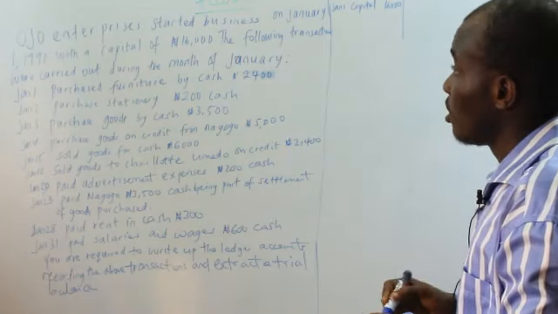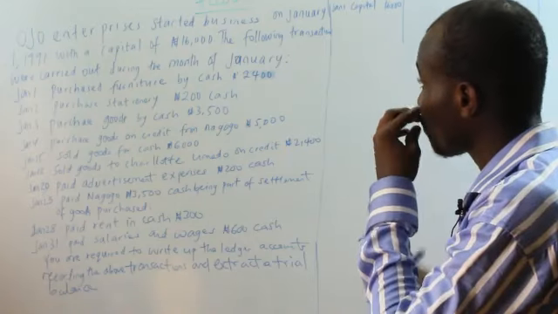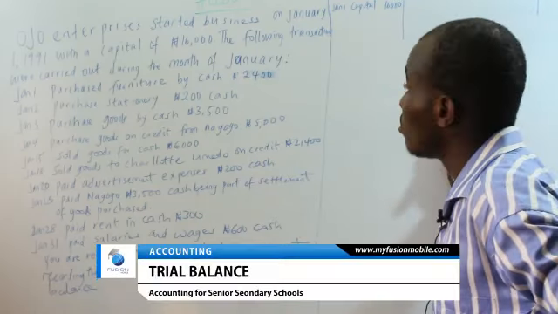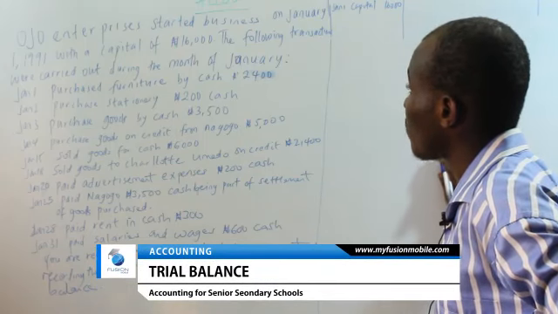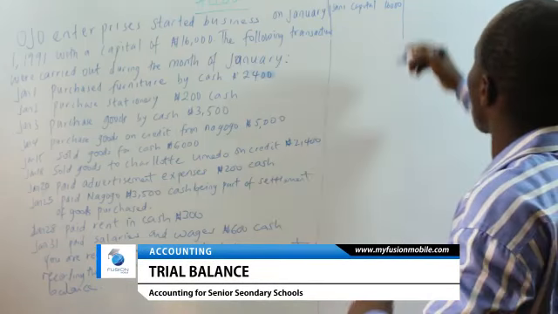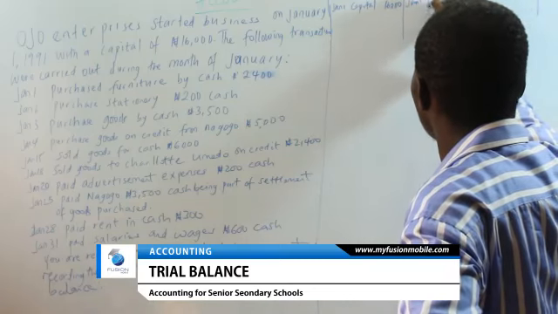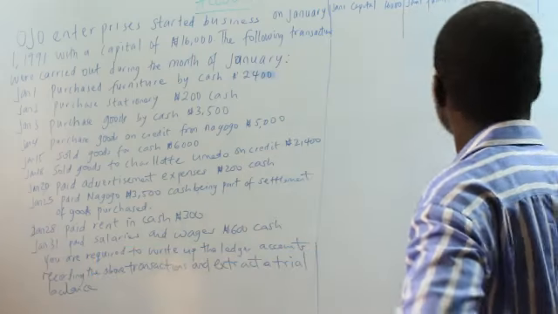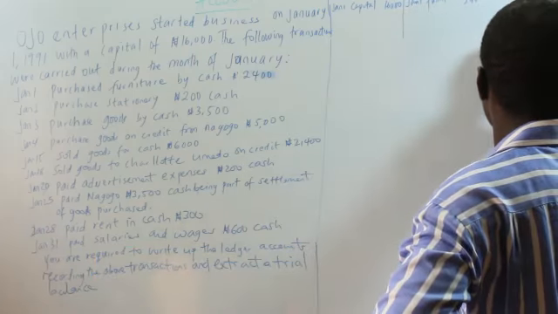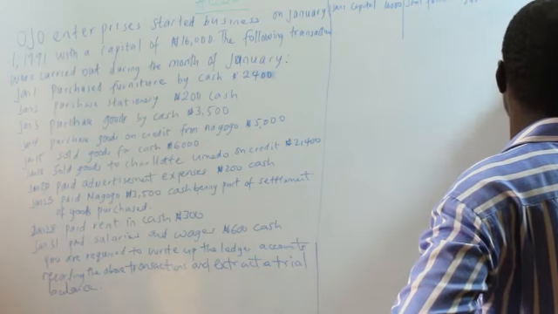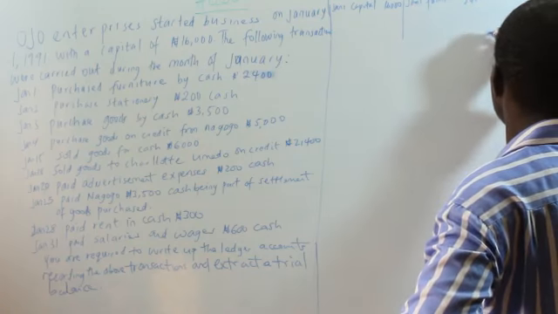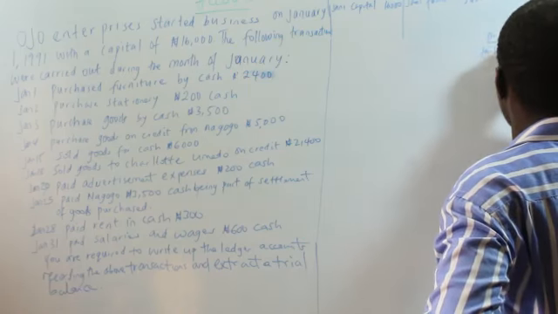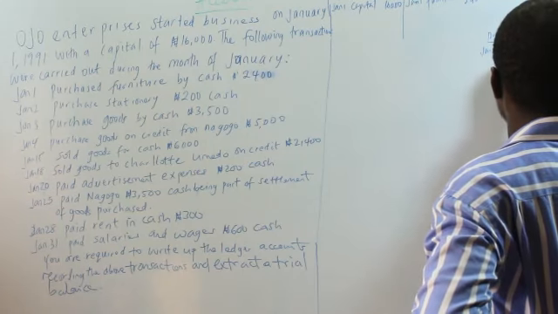Again, January 1, purchased furniture by cash, 2,400. The double entry principle will be for us to debit the furniture account and credit the cash account. So we have to open a furniture account, with credit and debit. So we have the debit furniture account, January 1, cash, 2,400.